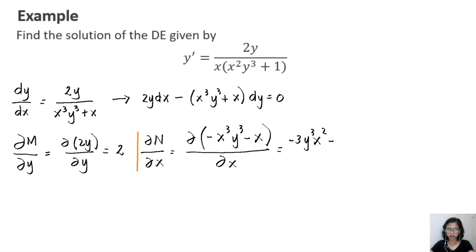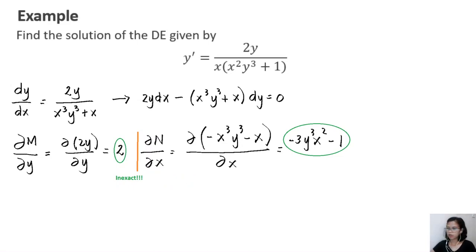minus 1. Okay, so it's obvious that this one is not equal to this one, therefore they are inexact. Okay, so what to do next? We have to solve for the integrating factor v. Let's try case 1. What is case 1?